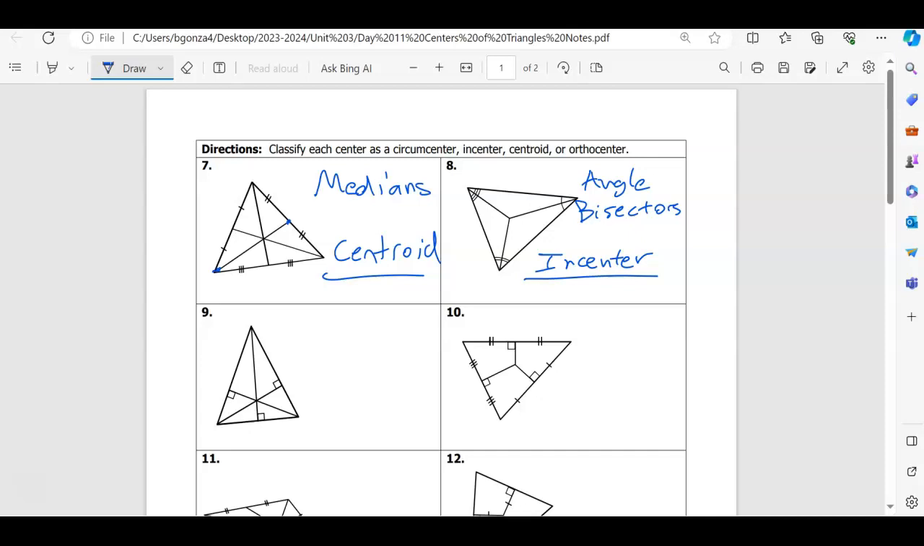Number 9. What are these lines? They start at a vertex and then they make a right angle. From a vertex to a right angle. Again, I look at my notes. Which one did I say is vertex to right angle? That last one, right? Those are called altitudes, vertex to right angle. So altitudes make an orthocenter.